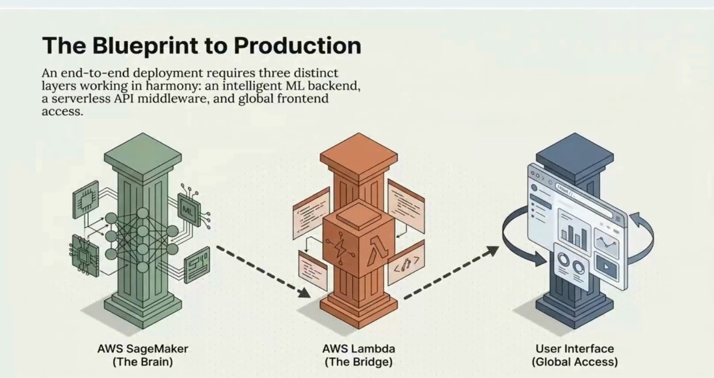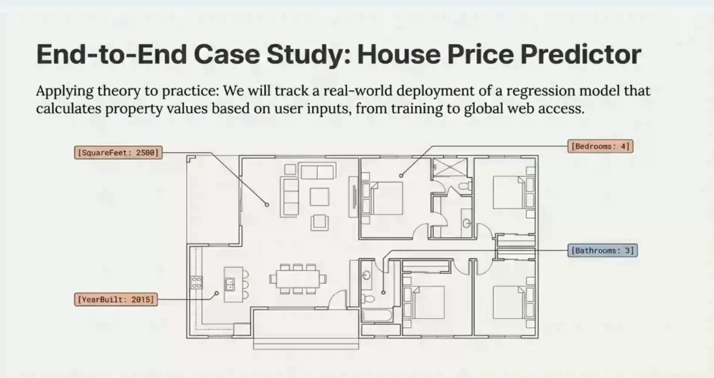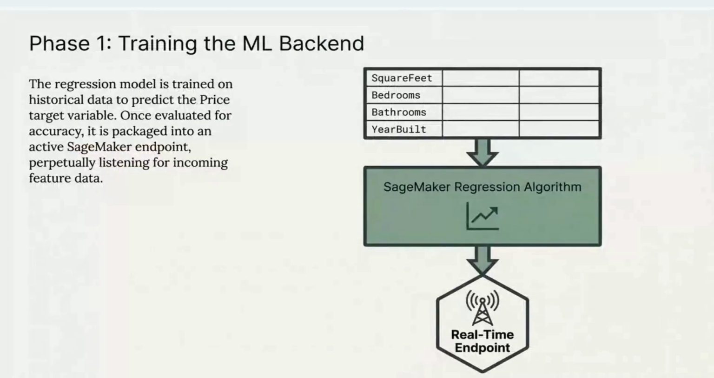Firstly, we'll go to SageMaker. There we'll create an instance and open the Jupyter notebook. There we will be doing the coding: importing the data, doing the data cleaning, trying out different models. Then we'll use a regression algorithm, random forest, linear regression, whatever we want to use, and then deploy it on the endpoint. The regression model is trained on the historical data to predict the price target variable. Once evaluated for accuracy, it is packaged into an active SageMaker endpoint, perpetually listening.